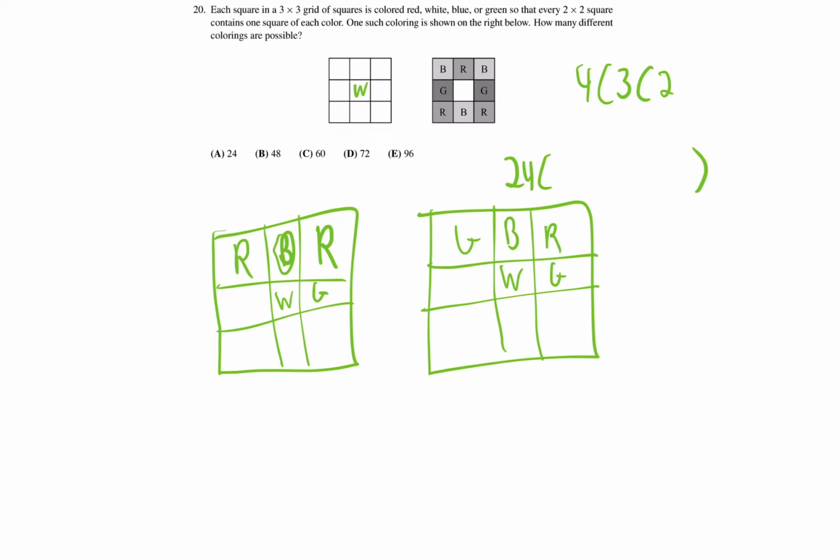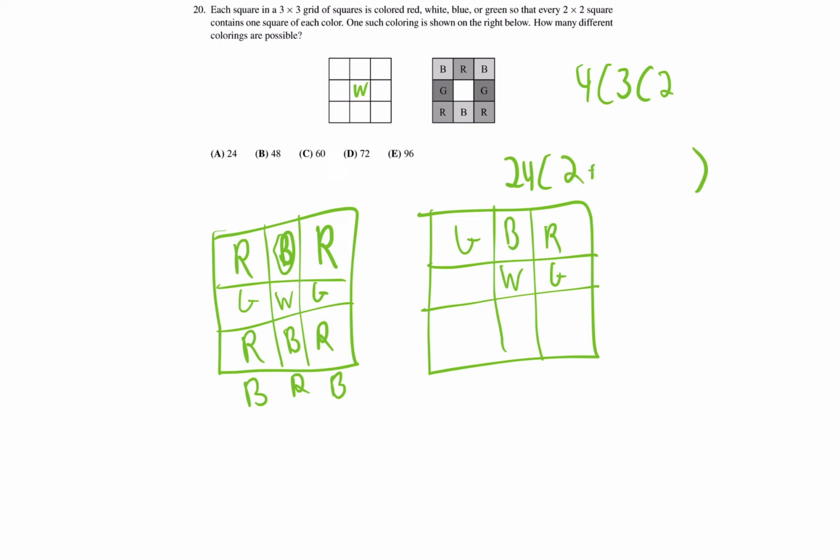So the first case, that's an R. Obviously, this is going to have to be a G. And there's 2 options. This is RBR or BRB right there. So those are the 2 options. So it's going to be 24 times 2 plus, and then now this case.